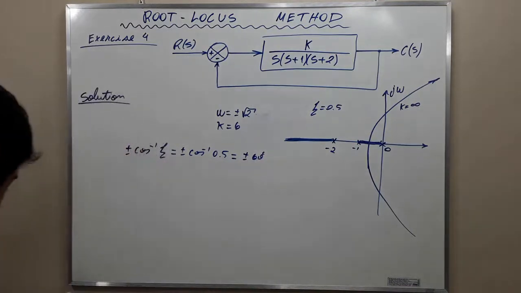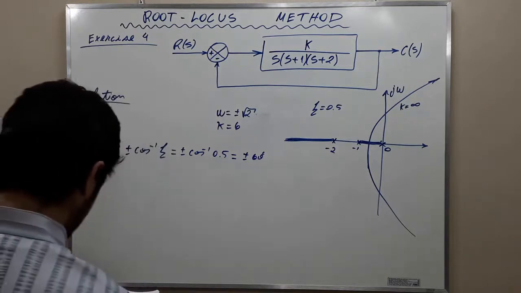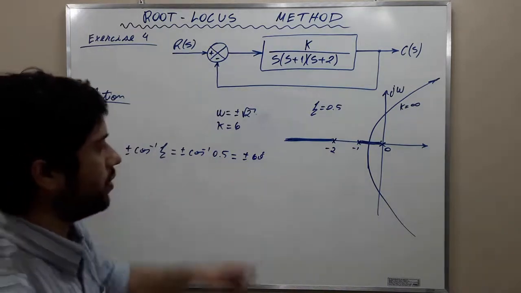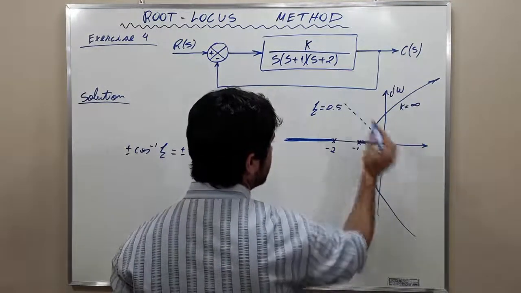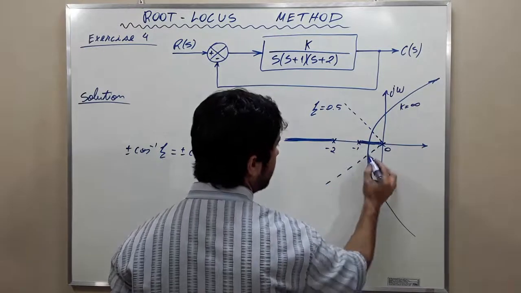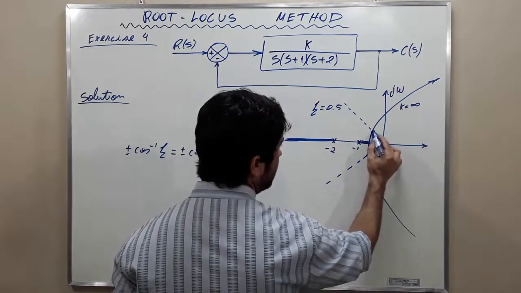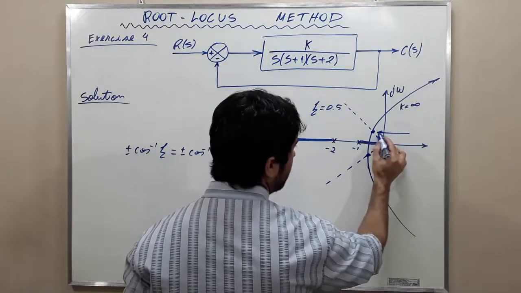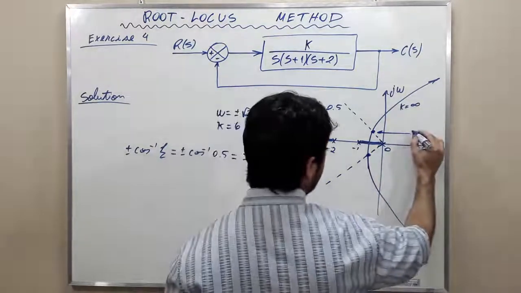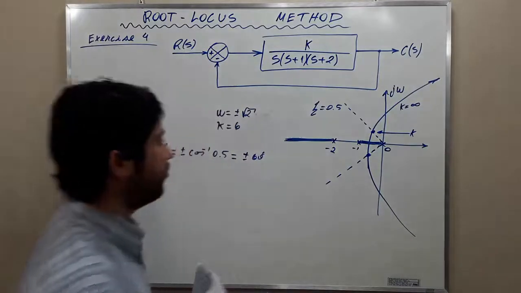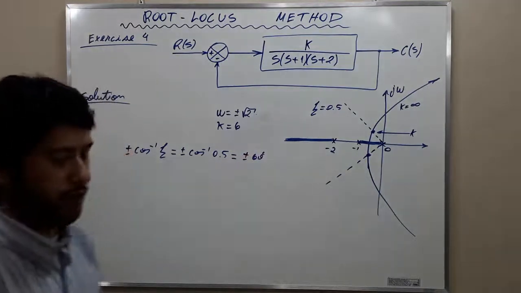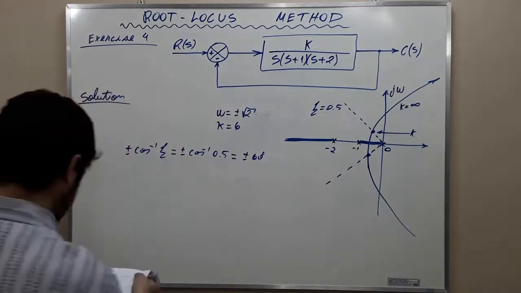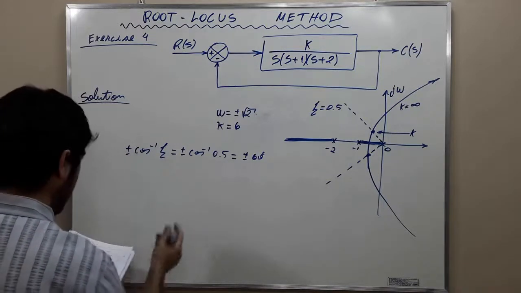Okay? And they make 60 degrees with the negative real axis, like this. 60 degrees here, 60 degrees here. And then at the crossing, we have the point we wish for, and we want to find the value of K for that point where zeta is 0.5. You're going to find it like this, okay?